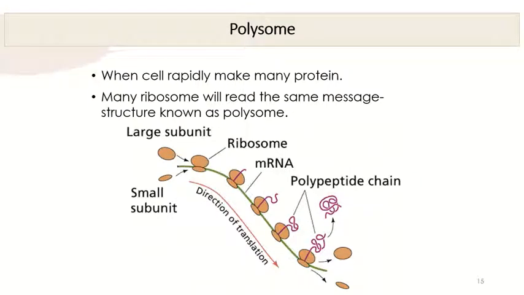Polysome is a condition when the cell rapidly makes many proteins. So here many ribosomes read the same message, a structure known as a polysome. You can see that with a similar mRNA, a lot of ribosomes are actually producing the similar protein using the single strand of mRNA.